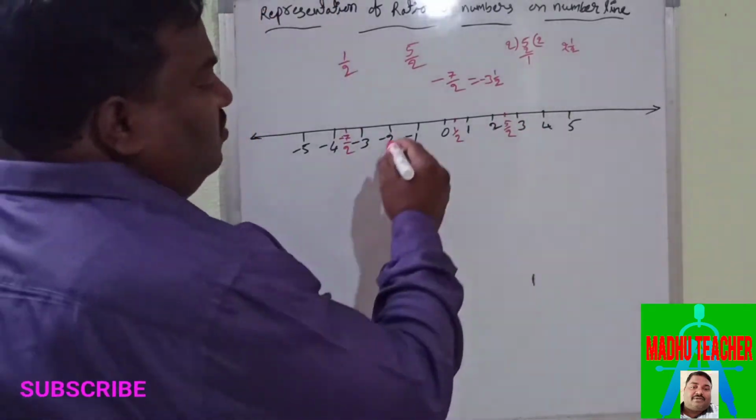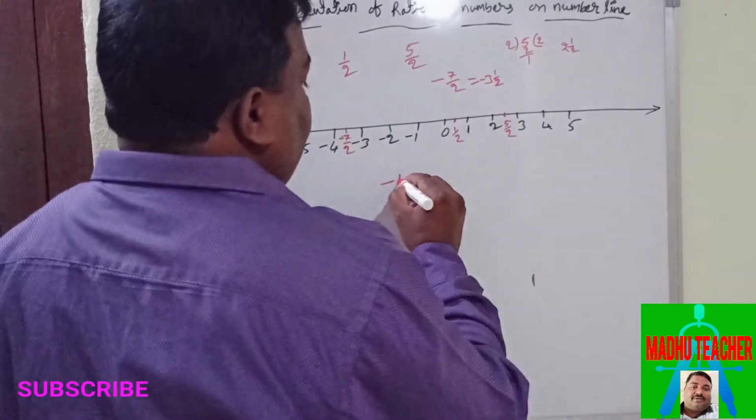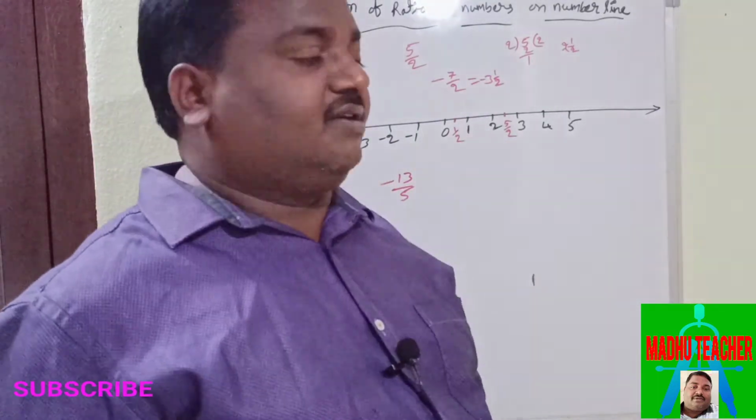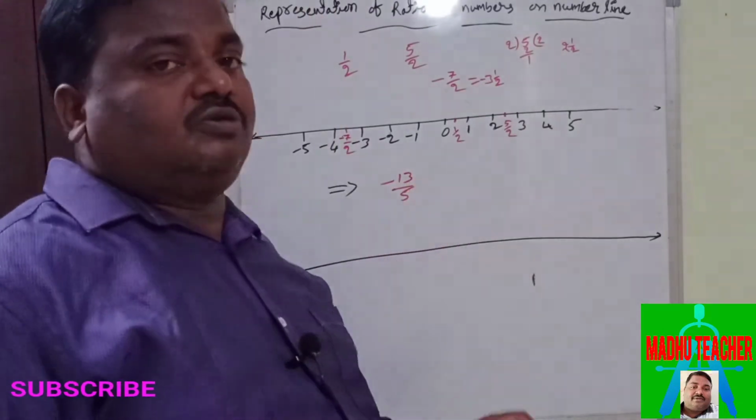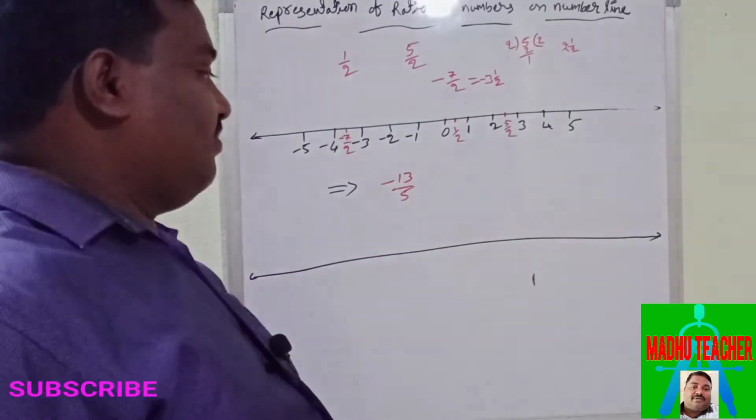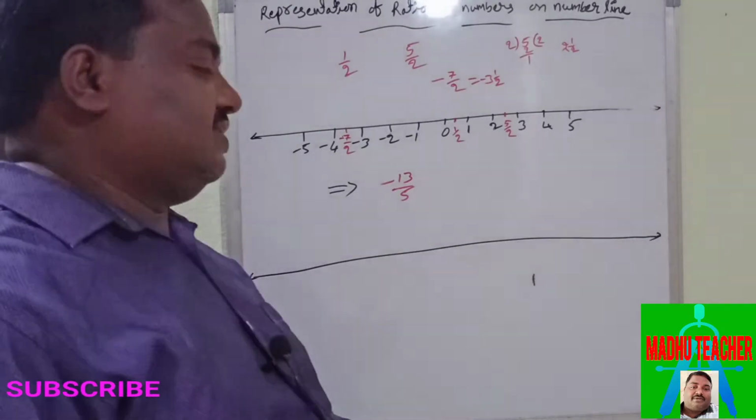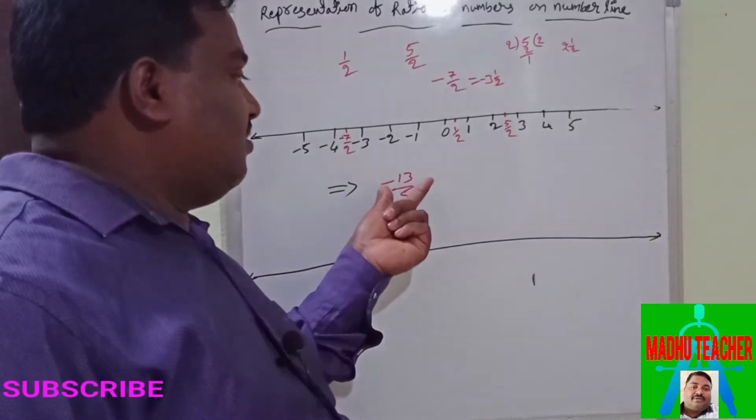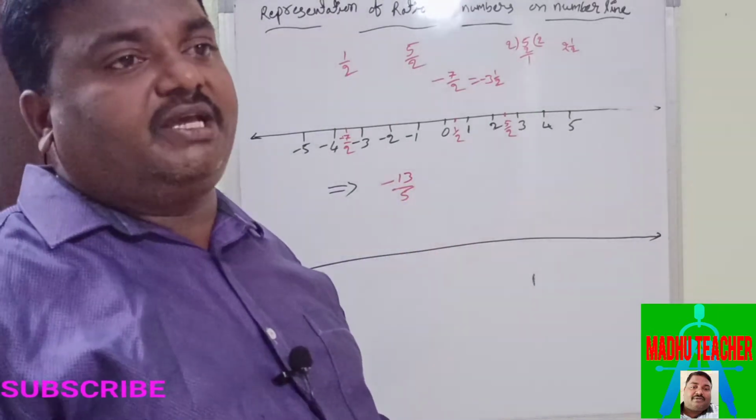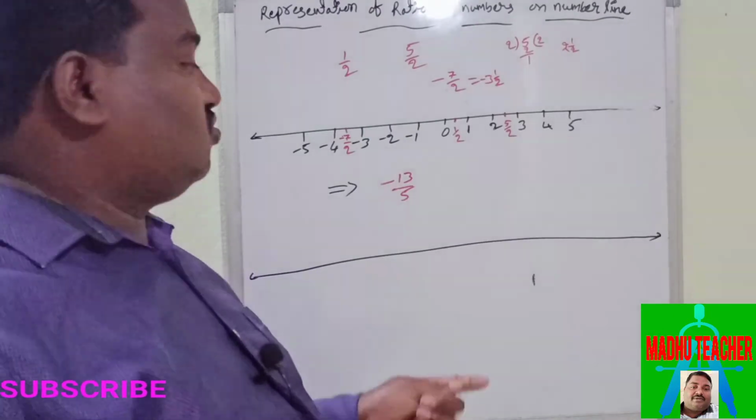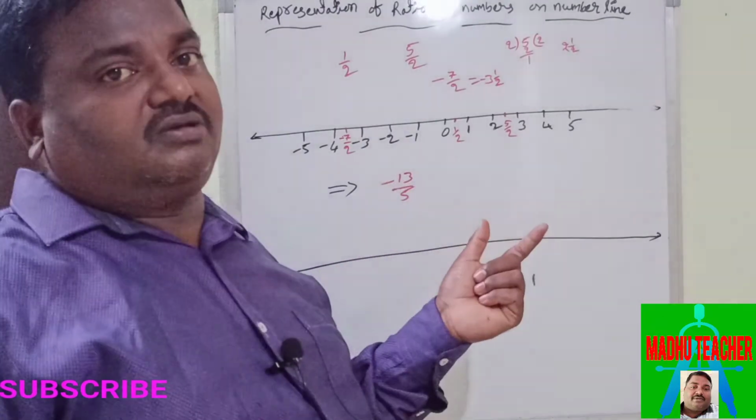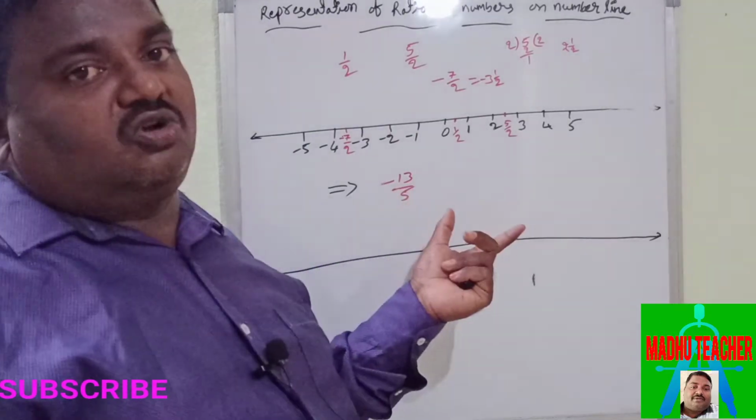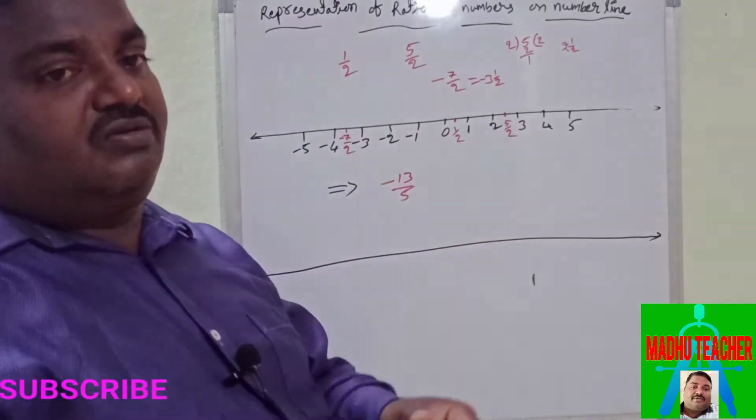Suppose I have -13 by 5. Now I am going to represent -13 by 5 on number line. To represent -13 by 5 on number line, first of all you have to decide where -13 by 5 should lie, in between what integers.